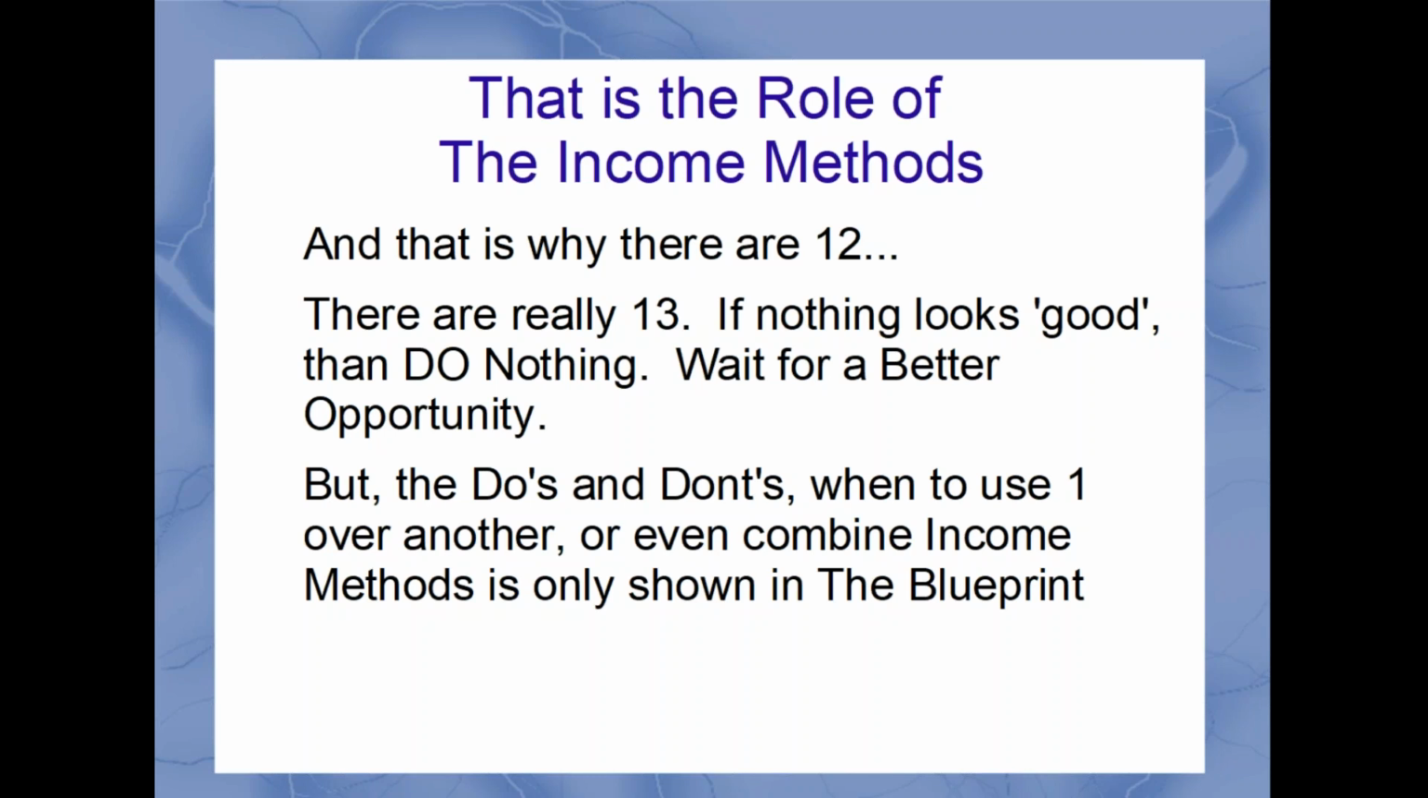Now, there are really 13 income methods. If nothing looks good, looking at the profit and loss chart, always evaluate the risk-reward profile on the profit and loss chart before doing an income method, then do nothing. That to me is income method 13. Do nothing, wait for a better opportunity. But all the full description of the do's and the don'ts, when to use one over the other, or even combining income methods, that's a full chapter, available in the blueprint.